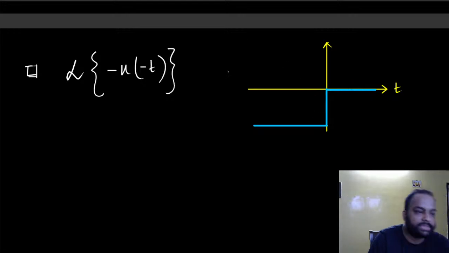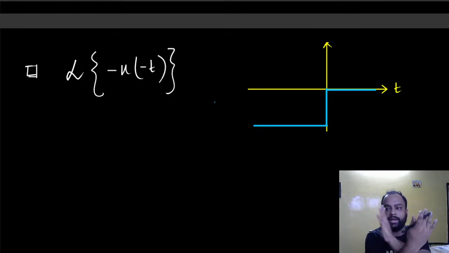Right, so this is the signal, minus u of minus t. There is a time reflection and there is an amplitude reflection after that. So that's going to be minus 1. So again, this has a value of 0 at time 0.